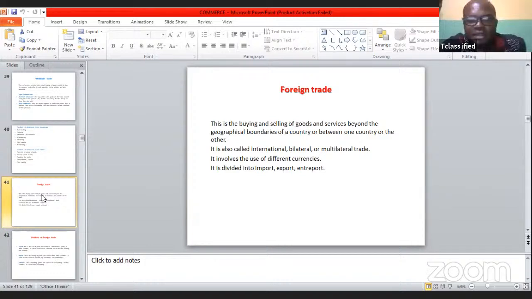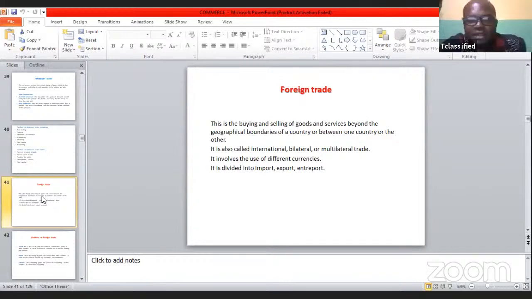So these are other words that could be used in place of foreign trade: international trade, bilateral trade, or multilateral trade. It involves the use of different currencies. So home trade involves the use of one currency, say Naira. But in foreign trade, you use different currencies. It is divided into import, export, and entreport. So you have three types of foreign trade. For home trade, you have two types: retailing and wholesaling. For foreign trade, you have import, you're buying from outside into the country; export, you're exporting to other countries; then entreport. So let's look at these.